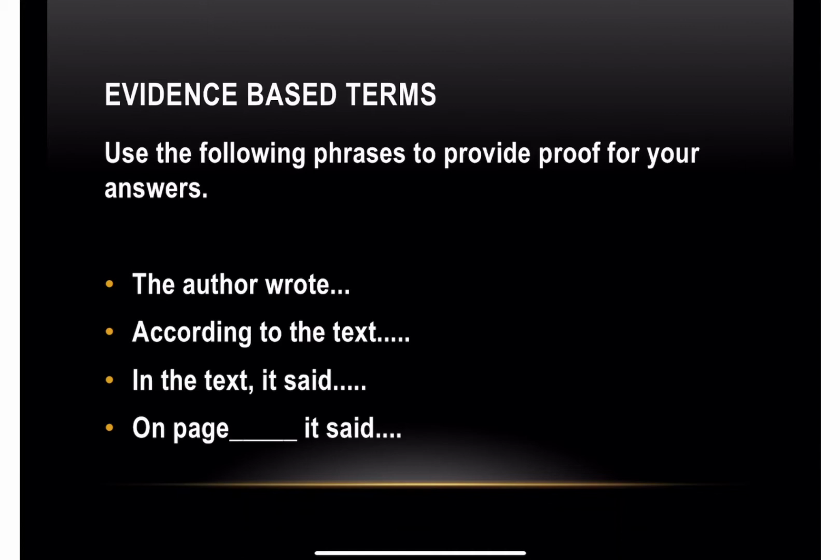When asked a question, you should therefore say, upon finding your evidence, the author wrote, and then you tell me what the author wrote. According to the text, then you tell me what you found in the text. Keep in mind, if you're taking the information directly from the text, you need to open quotation, tell me what you're saying, then you close quotation. That means you've taken the information directly from the text and that's not your words.